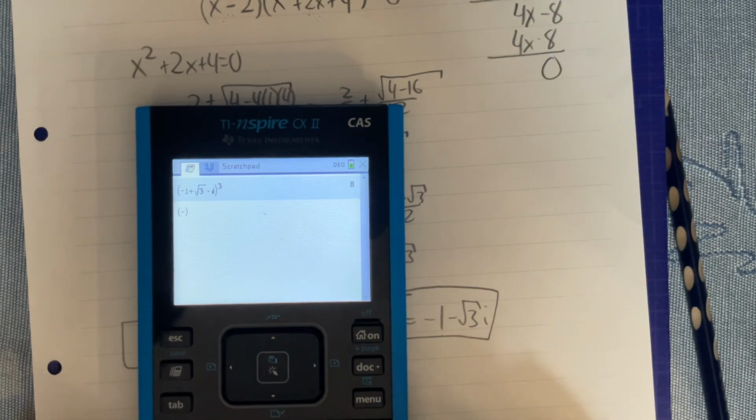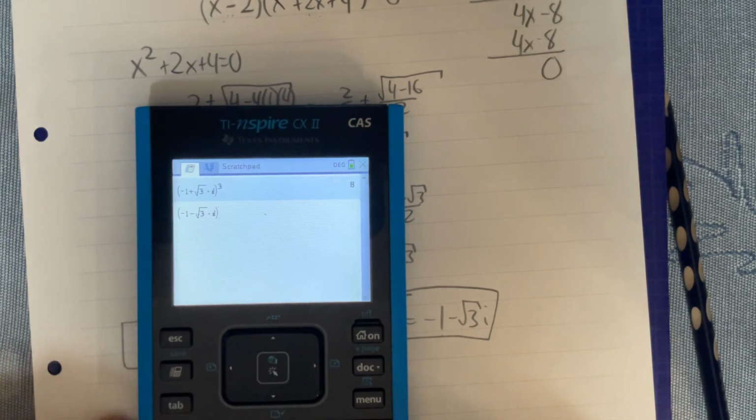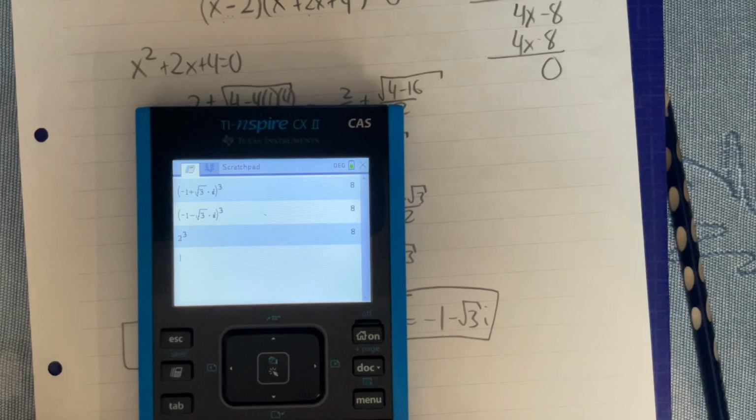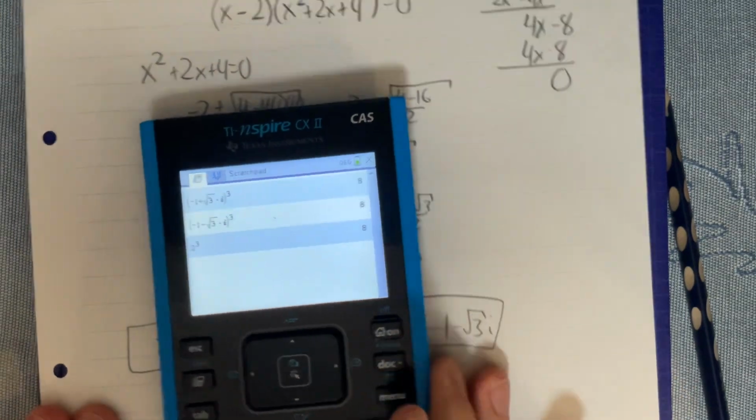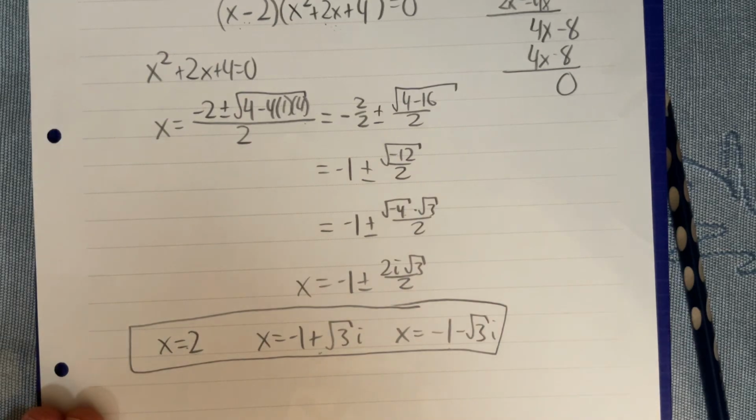The complex conjugate, negative 1 minus square root of 3 times i, cubed. Also 8. And why not 2 cubed? Do you believe it? Also 8. The 3 cube roots of 8 are 1 real number, 2 complex numbers.